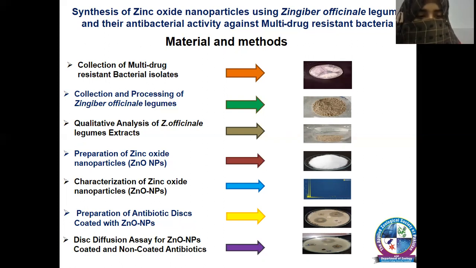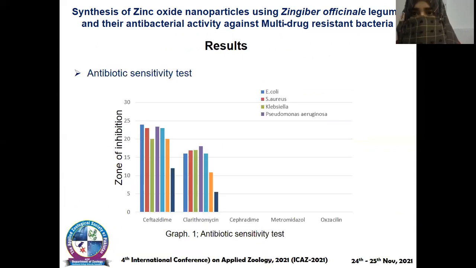So the last one is disc diffusion assay for zinc oxide nanoparticle coated and non-coated antibiotics. Both zinc oxide coated and non-coated antibiotic discs were applied against each bacterium on Mueller Hinton agar plates, and these plates were placed in an incubator at 37 degrees centigrade for 24 hours. Then observe the zone of inhibition. So the next one is the result.